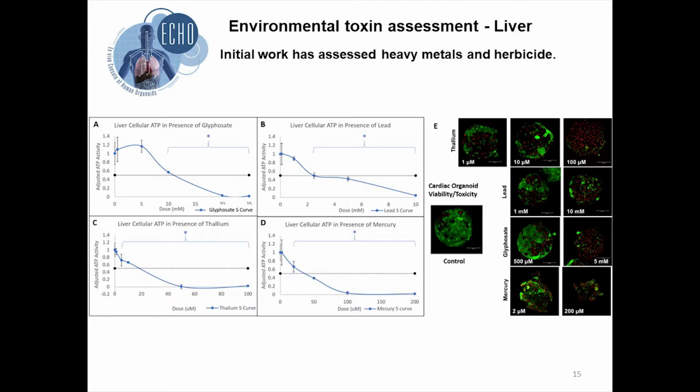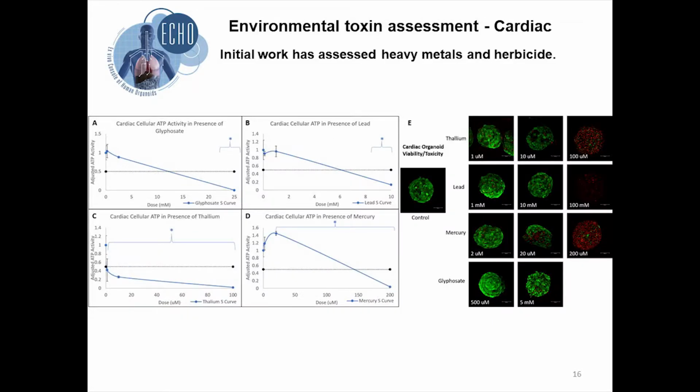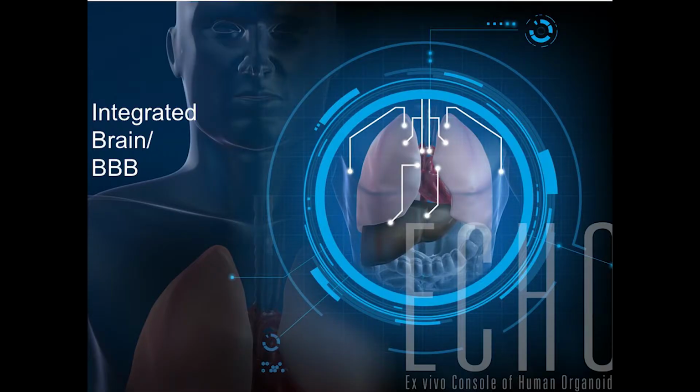Here's some environmental toxins. These are heavy metals and also the active ingredient in the herbicide Roundup that we looked at. Here in liver organoids, we see a dose response in toxicity to these compounds. Cardiac, similar. We see a dose response with increasing concentration of the compounds. Now I'm going to transition to some of the experiments we did in the integrated systems.